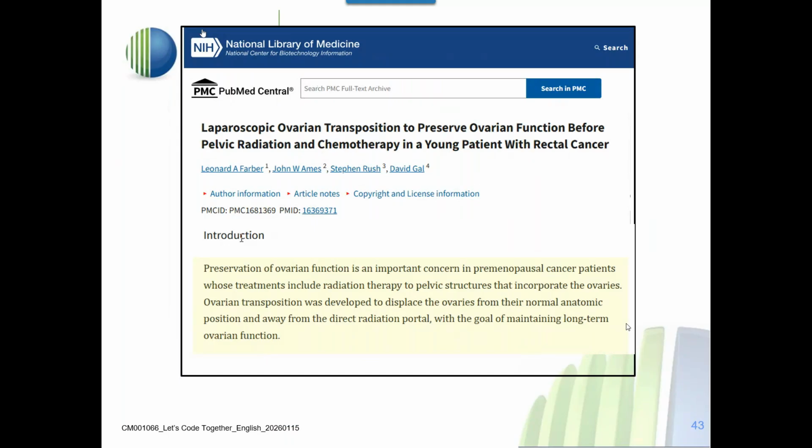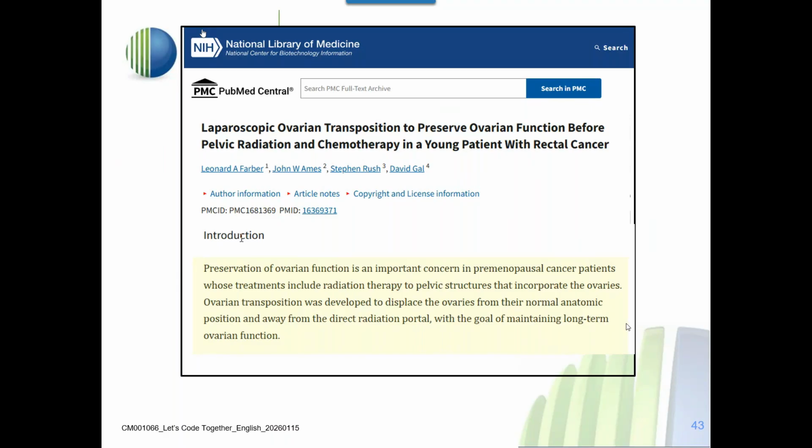So go to PubMed: laparoscopic ovarian transposition to preserve ovarian function before pelvic radiation and chemotherapy in a young patient with rectal cancer. It's very sad, but when I looked in PubMed, there were several references showing that this is an operation that's been done for some time when there's a relatively young patient or somebody premenopausal that wishes potentially to become pregnant after they've recovered from their treatment. They move the reproductive organs, they move the ovaries away out of the path of the radiation. And this is a preservation of ovarian function.